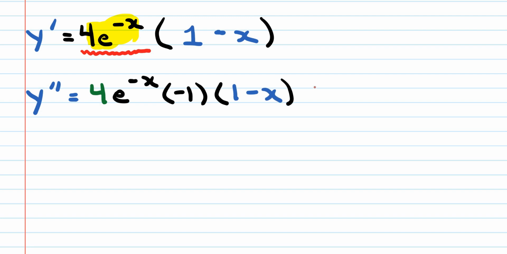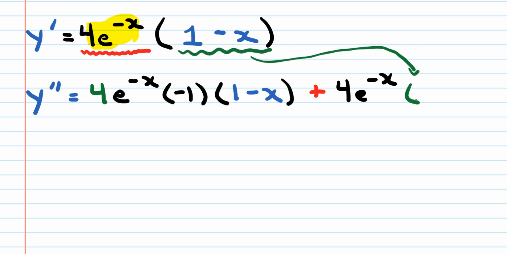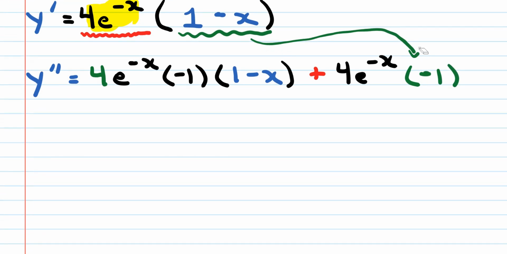Then the product rule states that I need to add, and then I will add my first term, which is 4e to the negative x. And then I take the derivative of my second term and park that over here. So bracket, and the derivative of 1 minus x is going to be negative 1. Okay, so that's looking pretty good. And before we set this equal to 0, let's go ahead and simplify this.